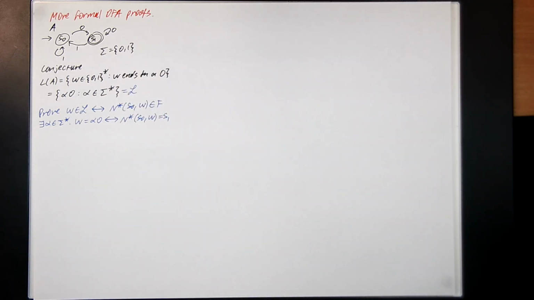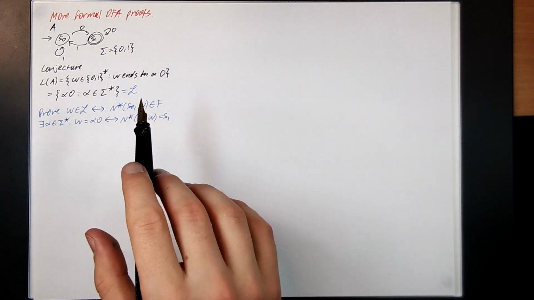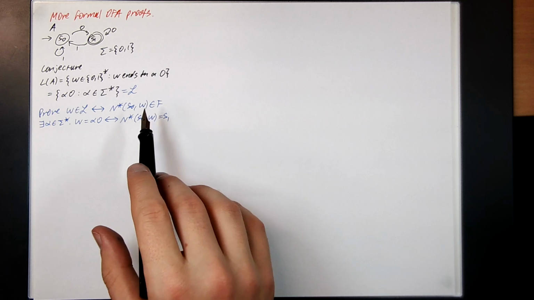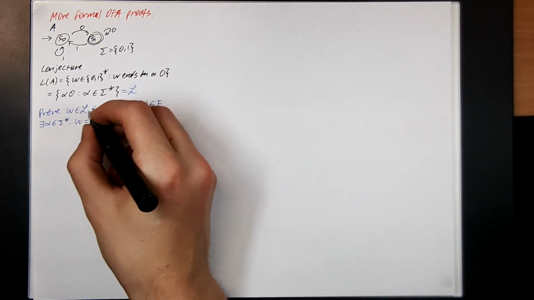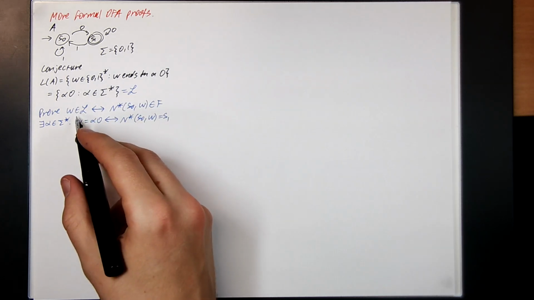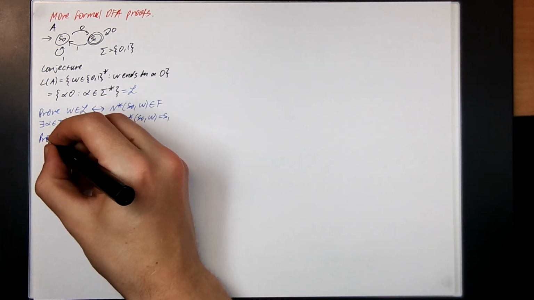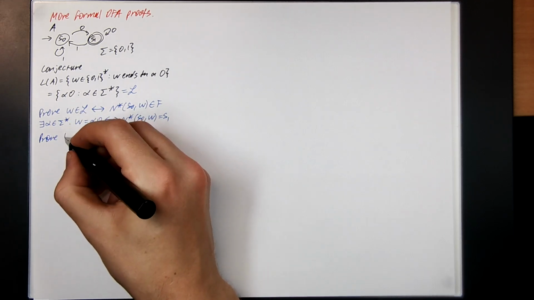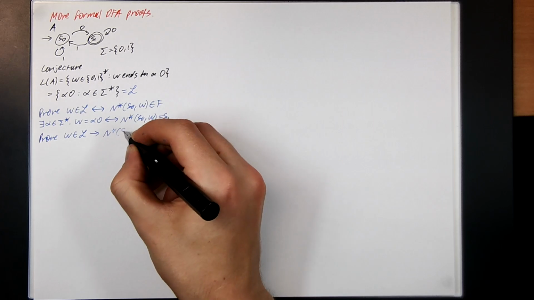So once again, we have to prove two things. We have to prove if it's in the language, then it's accepted. And we have to prove if it's accepted, then it's in the language. So we'll do the easy case first. And the easy case is usually: assume it's in my language, then it's accepted. So we're going to prove W is in curly L implies W is accepted.